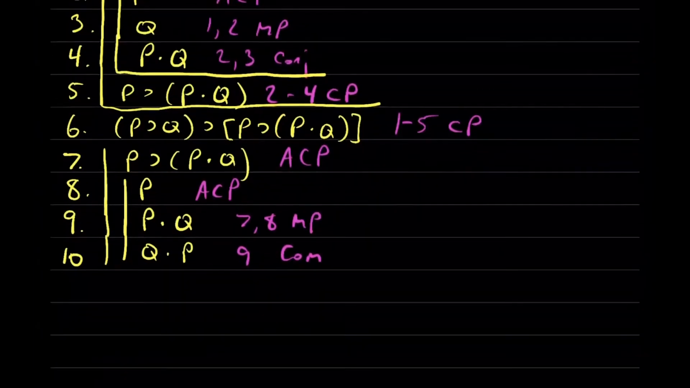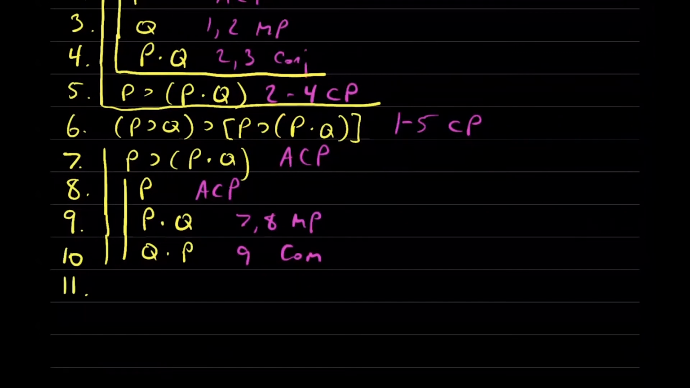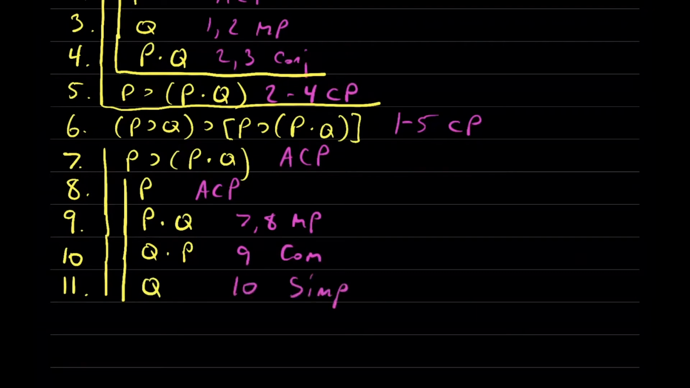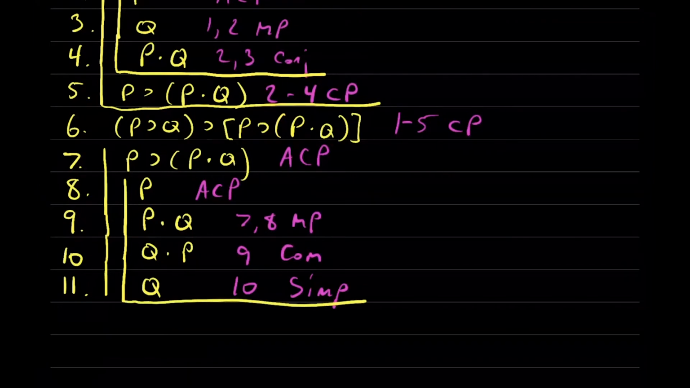I'm going to scroll a little bit here. And now we can simplify and get Q on its own line from line 10. Still inside the scope of both of those conditional proof sequences. 10 by simplification. So look what we've done now. Inside the scope of that second conditional proof sequence, we've shown what we're looking for. P implies Q. So I'm going to close off that inner sequence. I'm still inside the scope of the outer sequence.